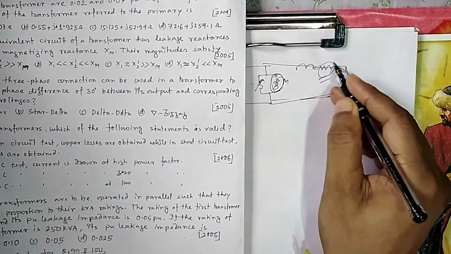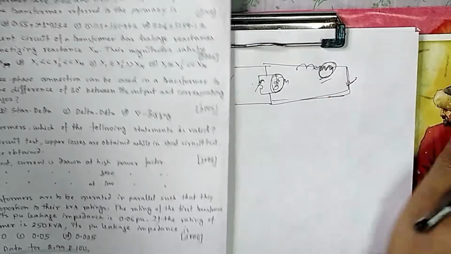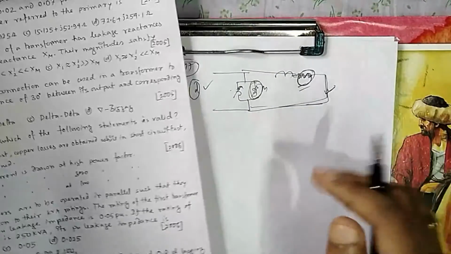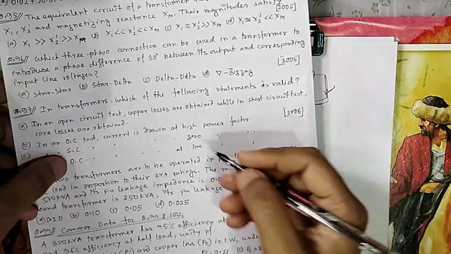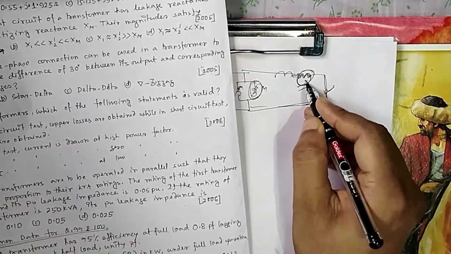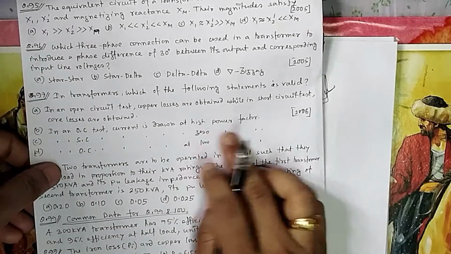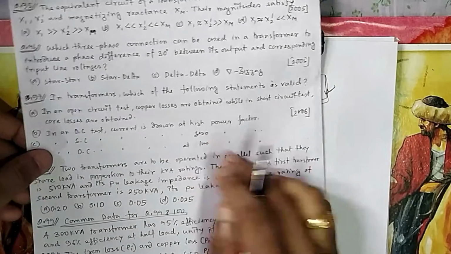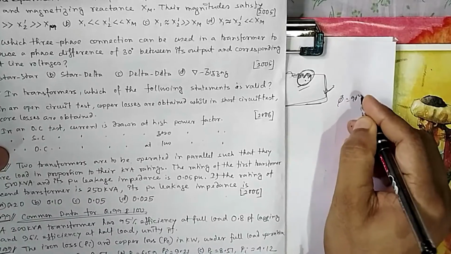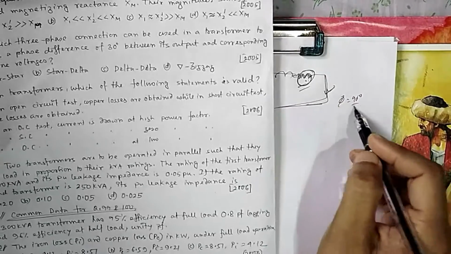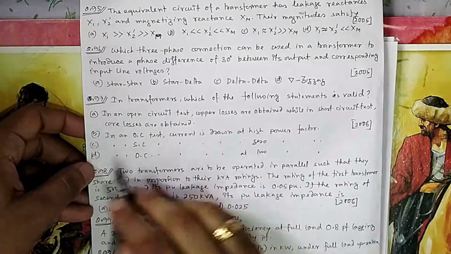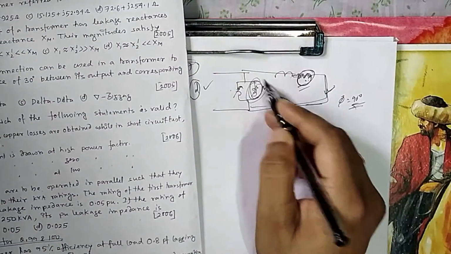It is not 90. There are winding resistances also there, which are not exactly 0. So there is some winding resistance. So that's why it will not be 0 power factor. 0 power factor means phi is 90, that means only an inductor is there. No, it is not like that. There are resistances also there. So D is the correct answer. In open circuit it is low power factor because high magnetization is there.